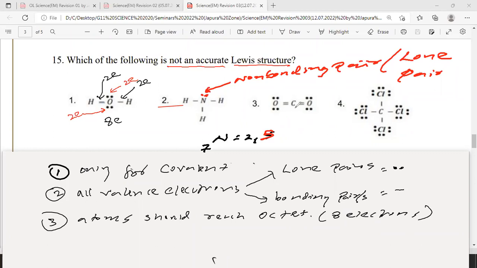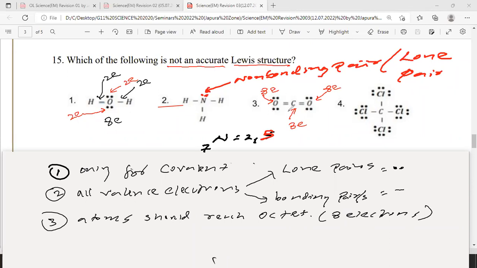Now look at this carbon: how many bonds? 4 bonds. 1 bond has 2 electrons. 2 into 4, 8 electrons, octet. Look at this oxygen, 2 bonds, 2 lone pairs. How many electrons in total? 8 at the valence shell, octet. This oxygen, how many electrons at the valence shell? 8 electrons. How come 8? 2 bonds, 2 lone pairs. 1 bond, 2 electrons. 2 into 4, 8 electrons.